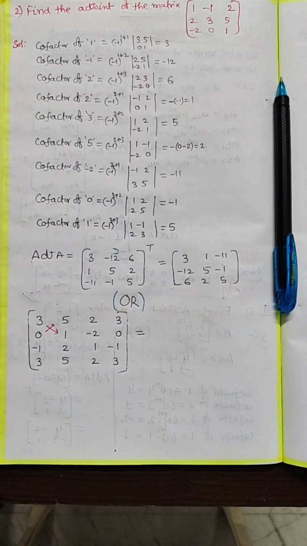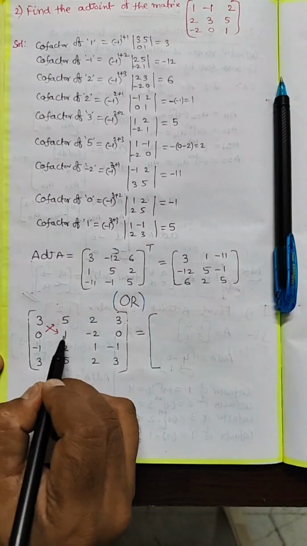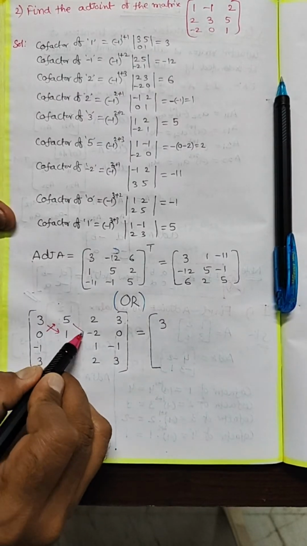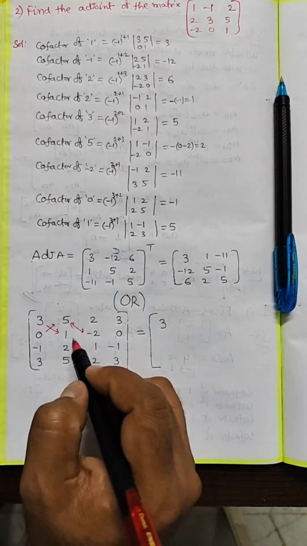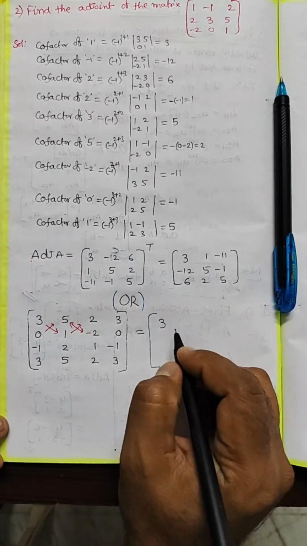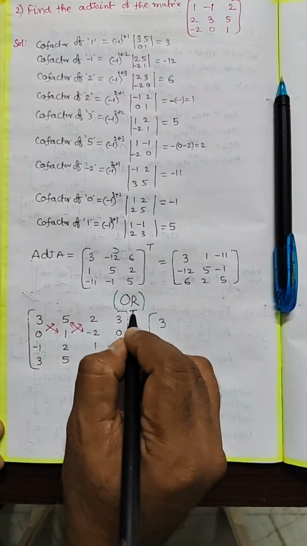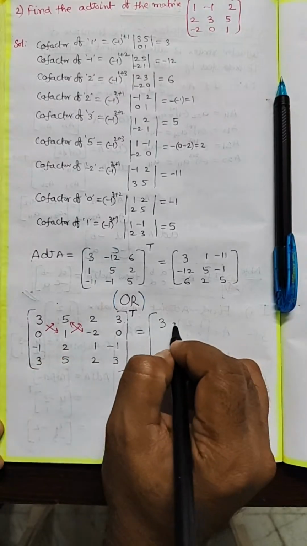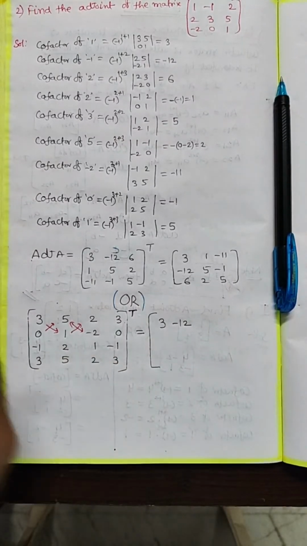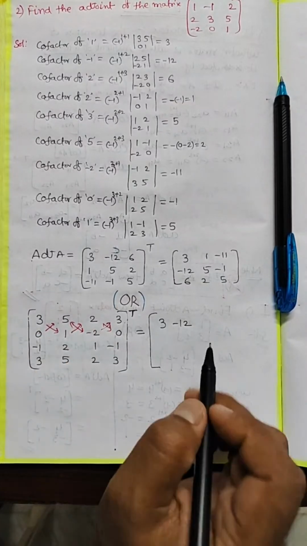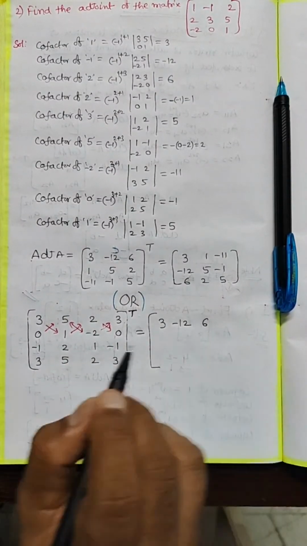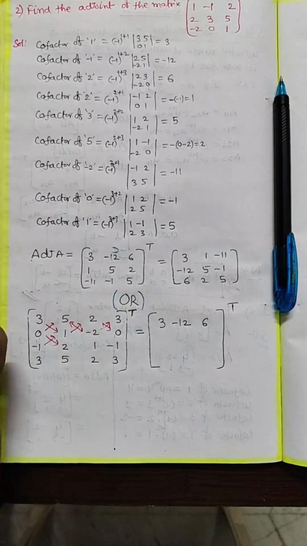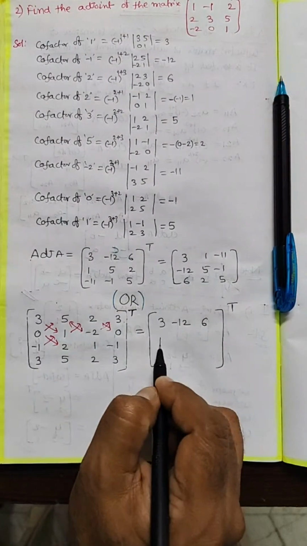So like this, you have to find out the determinants. 3 minus 0, so 3. Next, minus, for this transpose you need to calculate. 3, next minus 10, minus 2, minus 12, 0, minus of minus 6, plus 6. Next, 0, minus of minus 1, plus 1.